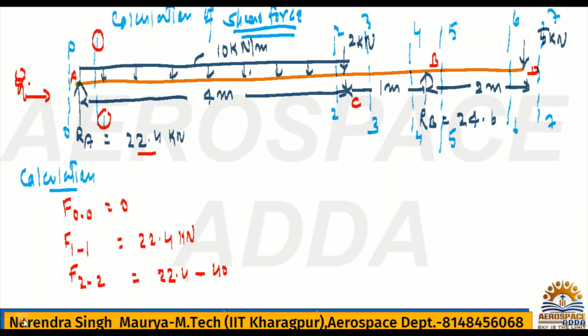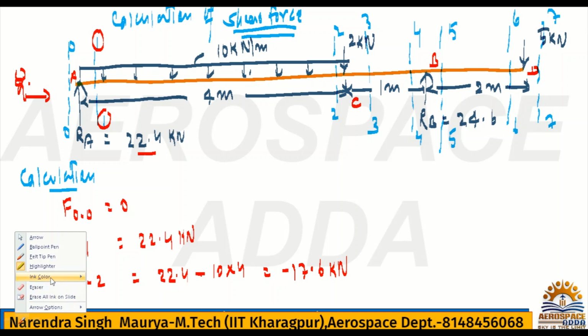So, I'll make a product only, so you will be able to remember how it comes. 10 into 4. So what is this value? 22.4 minus 10 into 4. It is a minus value, minus 17.6 kilonewton, right? Similarly, we can get F33 also here. Similarly, we have to calculate F33.